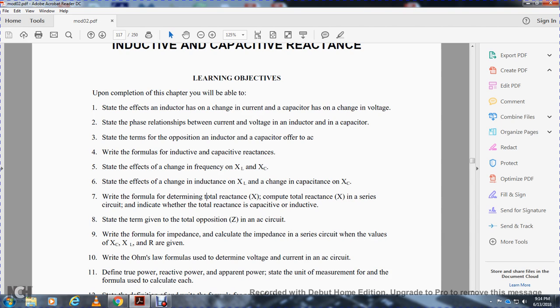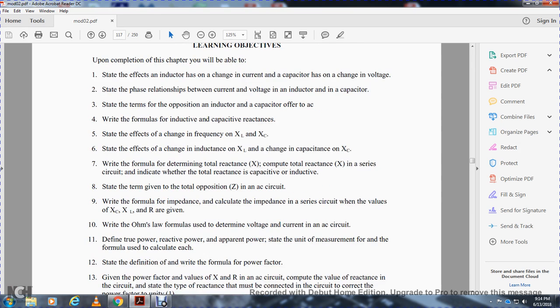reactance of the capacitor, the reactance of the inductor, and the resistance of the resistor are given. Write Ohm's formula to determine the voltage and current in the AC circuit. Finally, calculate true power, reactive power, and apparent power, and state the unit of measurement and formulas for each.